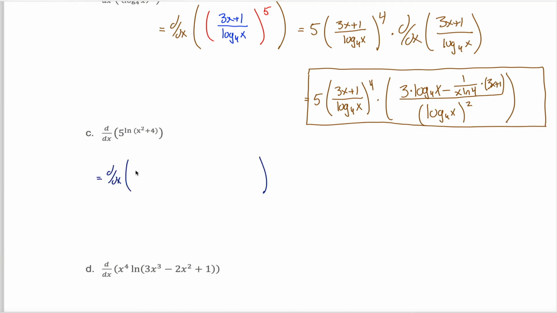I'm taking the derivative of 5 raised up to some power. There's my outermost layer, the 5 raised up to this stuff. What is that stuff? That stuff is the natural log, but not of x, of something else. My next layer is the natural log stuff. My innermost layer is x squared plus 4. I got a chain rule, blue and green, inside of a chain rule, red and this blue-green thing.